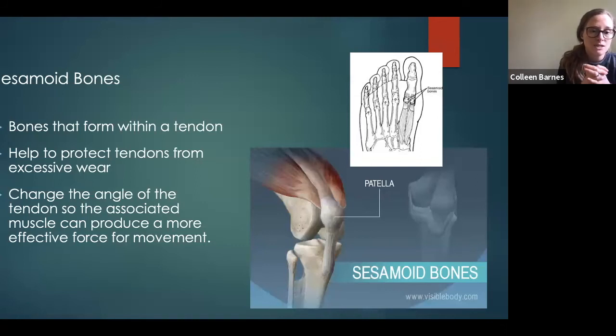They help to protect tendons from excessive wear. And they also change the angle of the tendon so the associated muscle can produce a more effective force of movement. So I was always like, what does that mean?